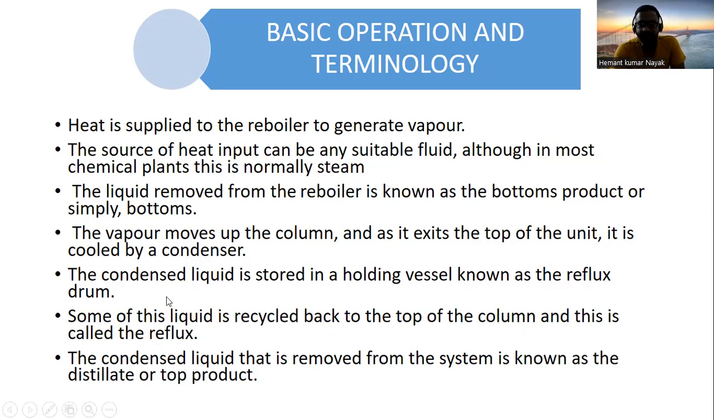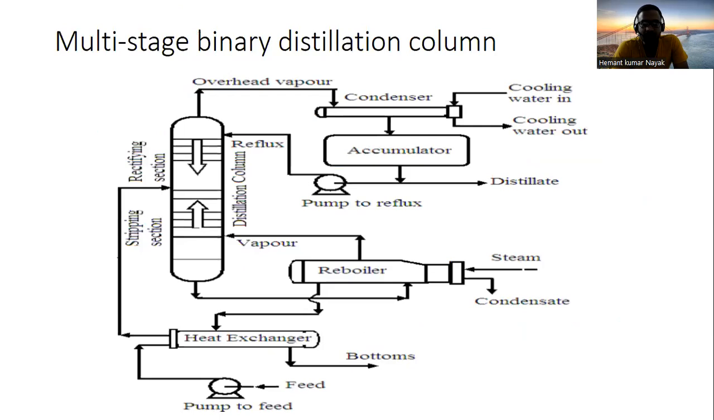I have already explained this. Now, the condensed liquid that is removed from the system is known as the distillate or top product. Some amount of the condensate is recycled back, and the top product is collected and is known as distillate. So these are the terms used in the distillation column.